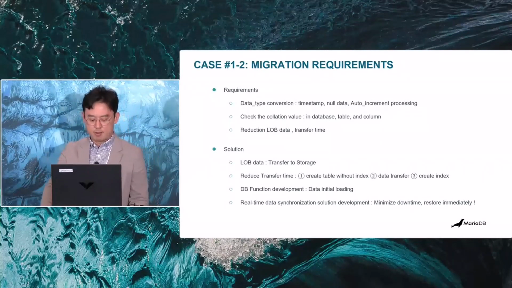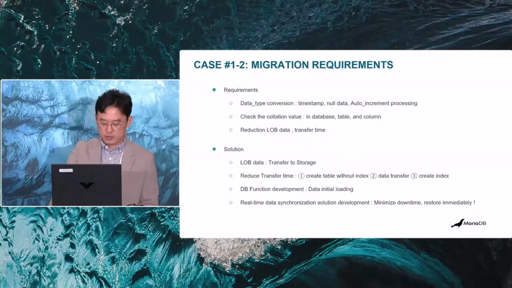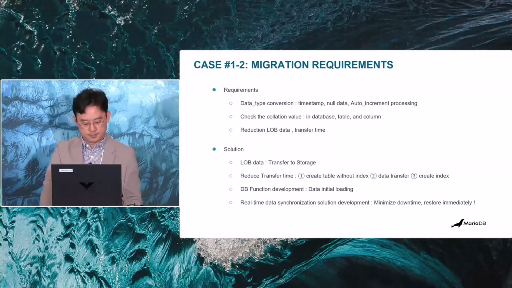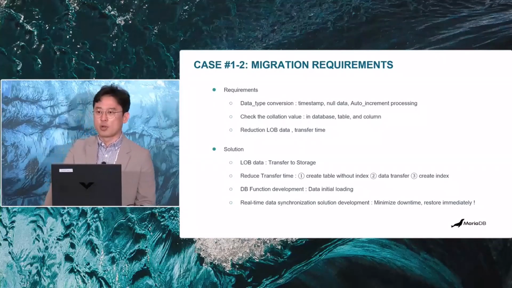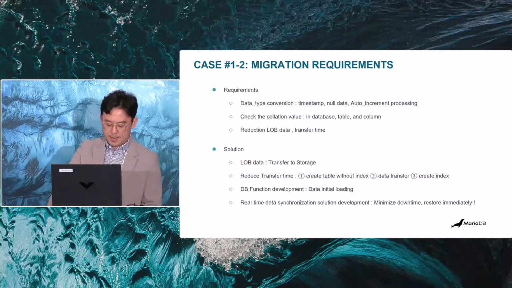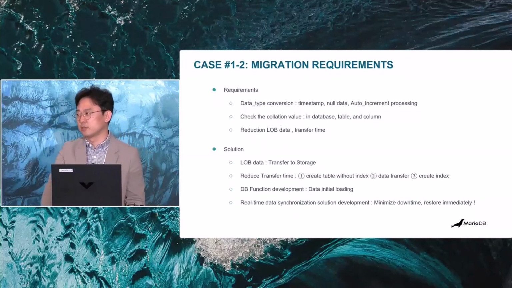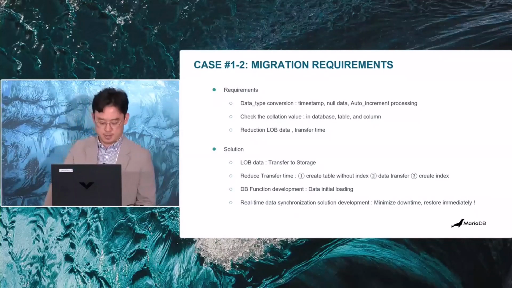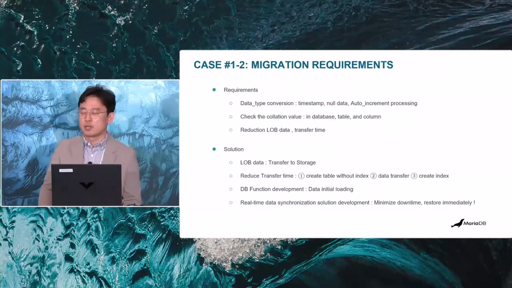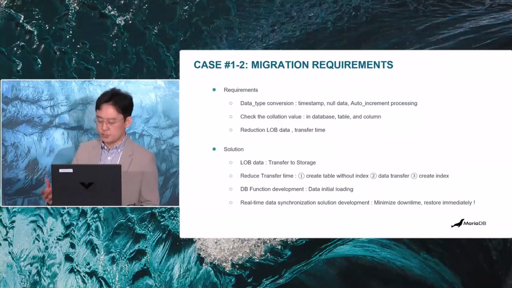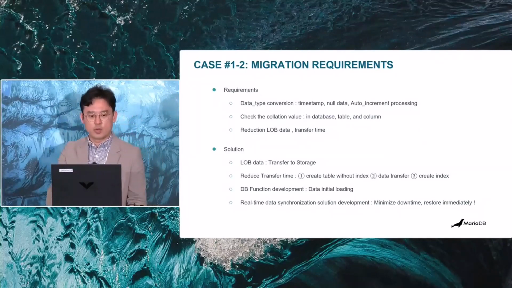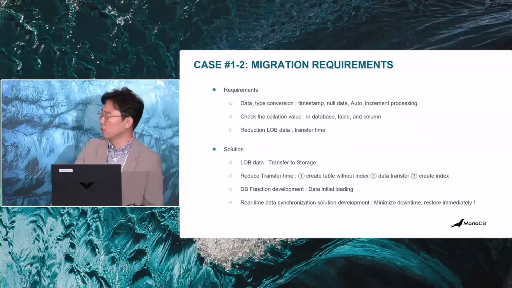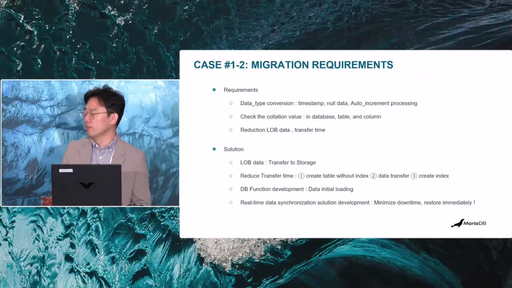As you know, LOB is a risk factor for generating DB performance issues. In order to operate RDB lightly, I suggested transferring LOB data to object storage for service. In addition, creating an index after migration could reduce the transfer time. Based on what I said, we have built an architecture to meet all the requirements through our own function and CDC solution.